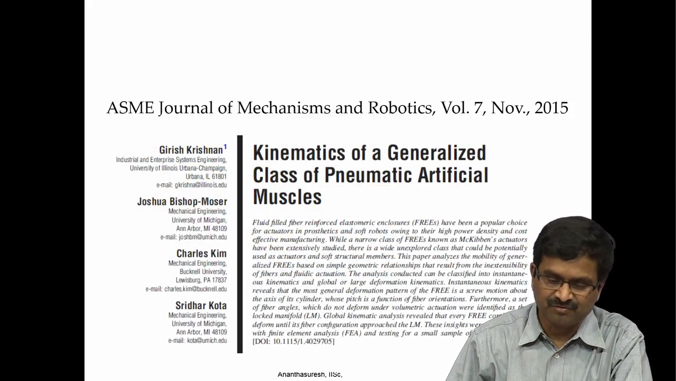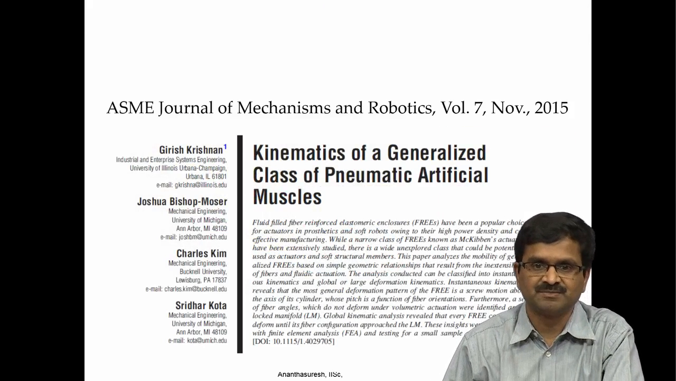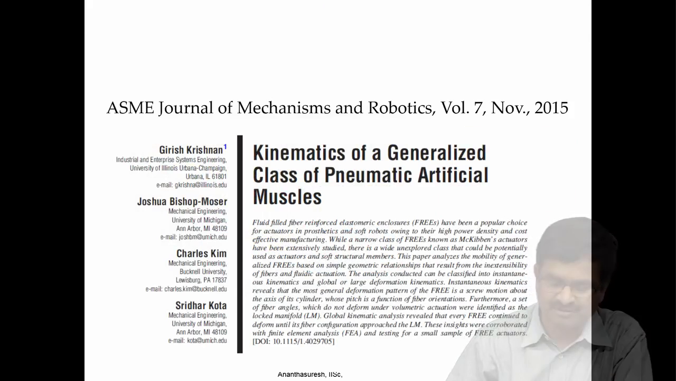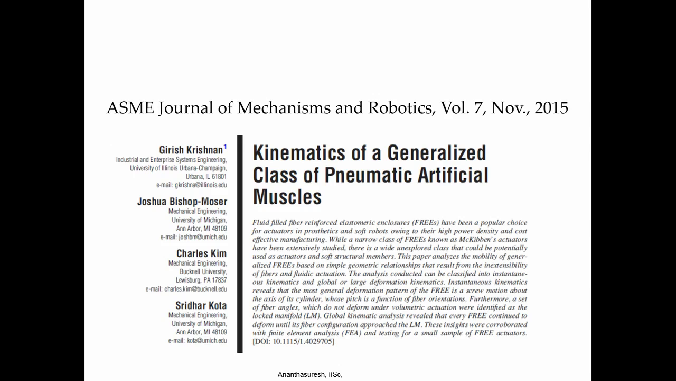Here is a paper from ASME Journal of Mechanisms and Robotics by Girish Krishnan and et al. in Sridhar Kota's group, where they are talking about pneumatic artificial muscles. This has been around for a long time, actually something called the McKibben actuator has been around for a long time. Now, they are exploring something called FREE, fluid filled fiber reinforced elastomeric enclosure. That is a long thing, they have put an acronym FREE, but that is not the point.